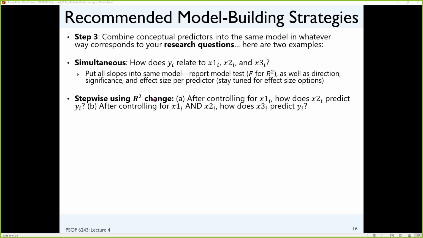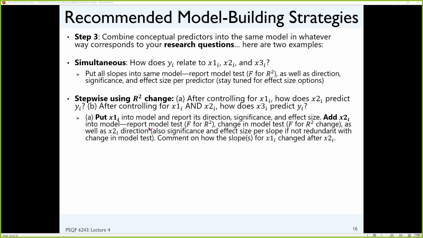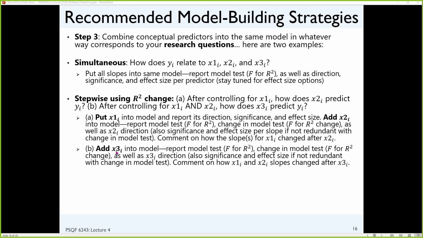If I had a more sequential kind of question, like after controlling for x1, how does x2 predict y? Then, after controlling for x1 and x2, how does x3 predict y? I would then do it in a series of steps. I would put x1 into a model and talk about its direction, significance, and effect size. Then I would add x2, talk about the F for the model, the change in the model, so the R-square change, this is something that we're going to get into, as well as what happened to the new predictor. And then I would also comment on how the effect of the first one changed after adjusting for the second. And I would do the same thing again after adding in x3.